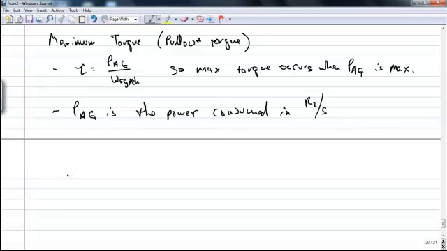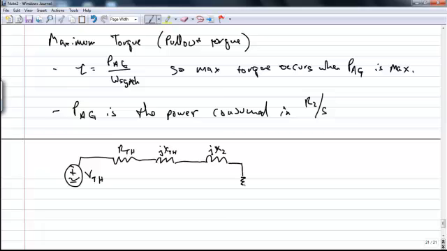So let's look at this circuit. If we go back to using that Thevenin equivalent circuit, we have our Thevenin resistance, Thevenin reactance, X2 on the rotor side, and then R2 over S.